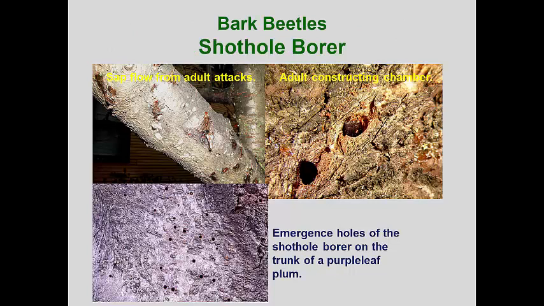Another aggressive bark beetle is the shothole borer. This pest is also known as the fruit tree bark beetle. It commonly attacks cherry, plum, peach, and apple trees. The adult beetles are active for much of the summer, and they readily attack these host trees, especially when the trees are under vascular stress.